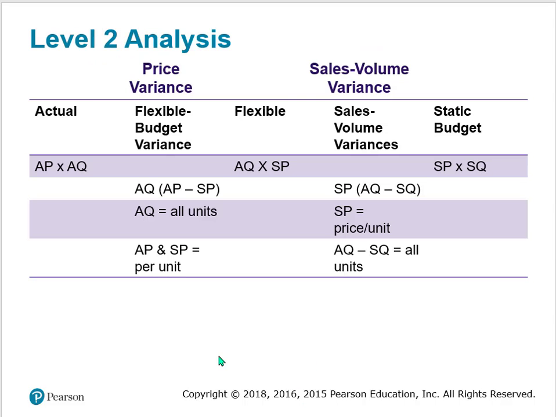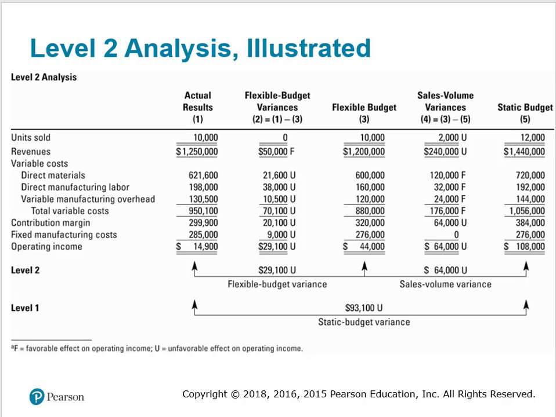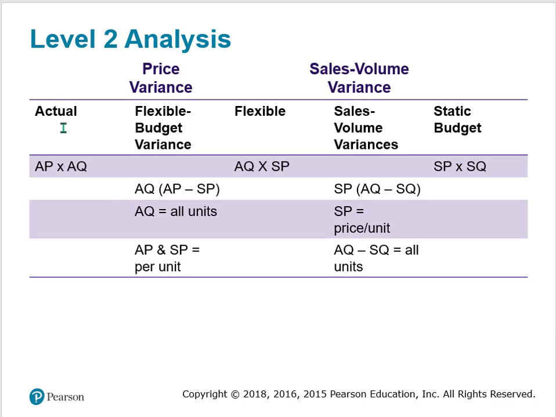Now this is the way I think of these variances. This is a level 2 analysis, and we'll look at details on the next slide. This is the detailed analysis, but let's just look at how you can classify this. Think in the first place that we've got actual, flexible, and static budget. Those three columns: actual, flexible, and static. The actual is the actual price per unit times actual quantity. So the actual price is a unit price, and these are times total quantities. These are all the units right here.